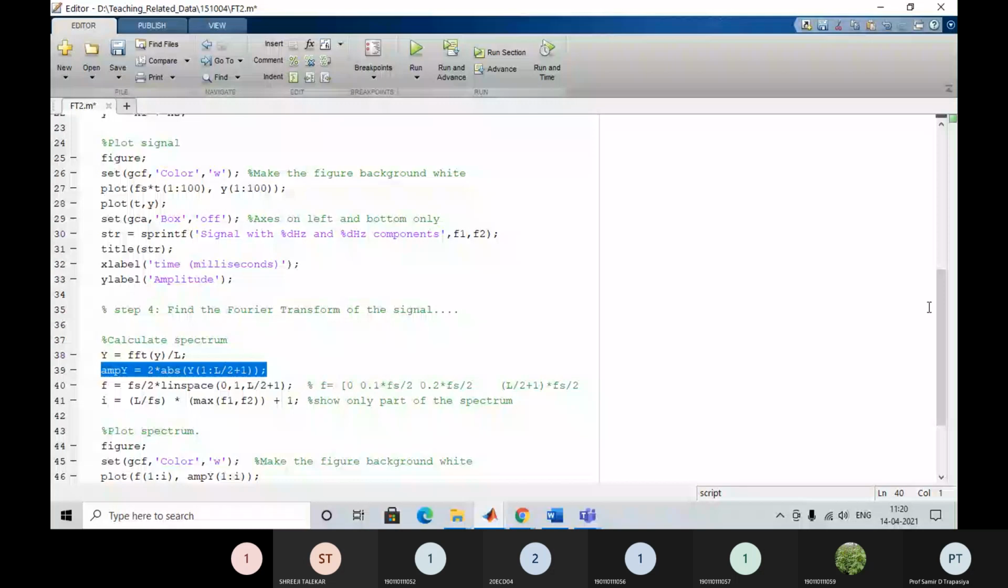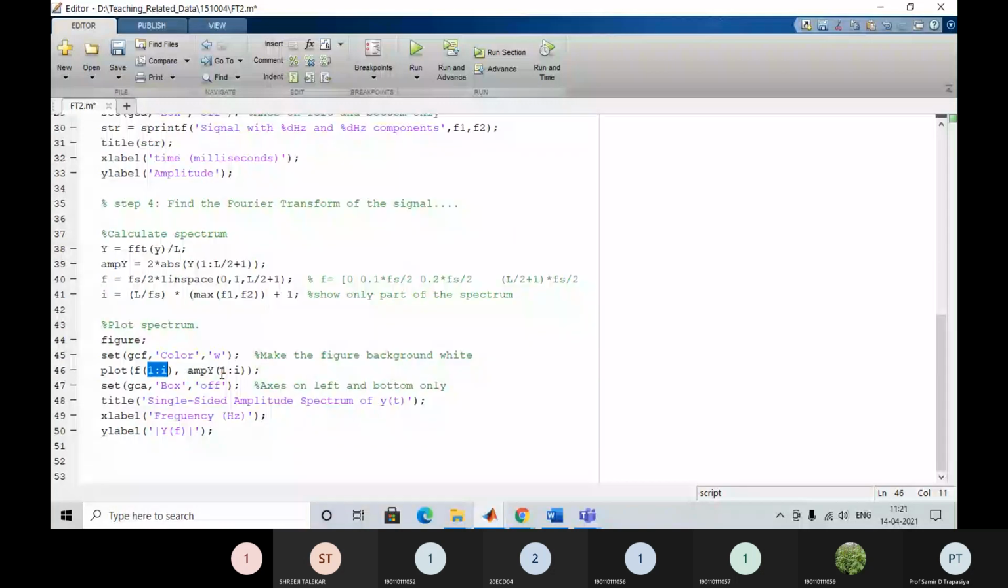Only the first I points are what we are interested in displaying, and this I can be calculated by this one. Then this set defines the box and color. Title gives the labeling, and x label and y label give the labeling on the x axis as well as on the y axis. So this is the complete picture.